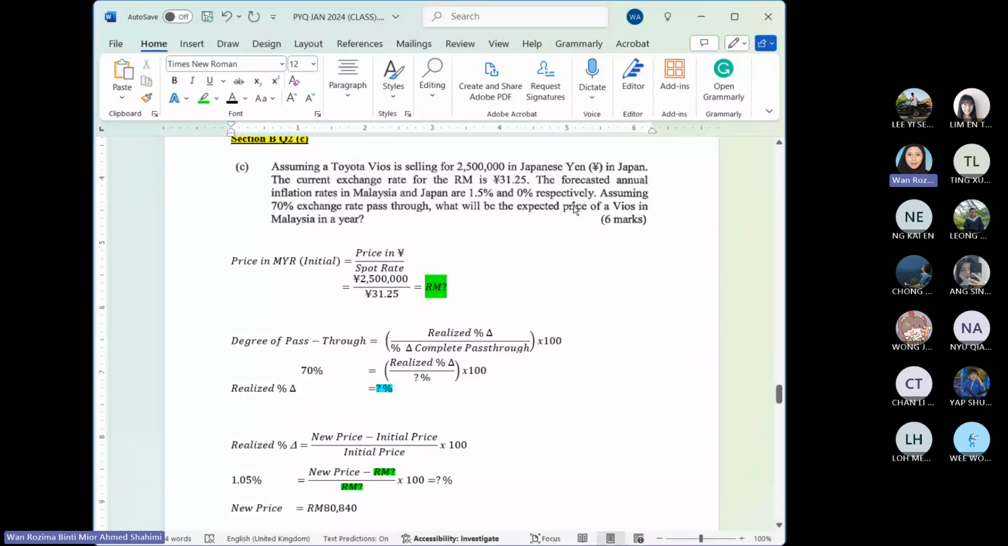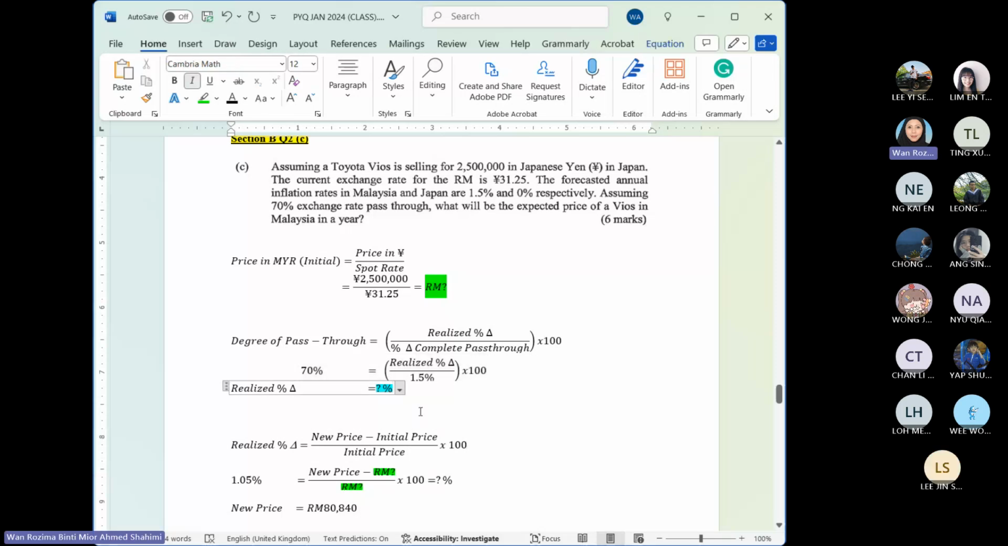So in fact, the price in Japan is still the same, while in Malaysia it changes by 1.5% by right. Since Japan is at 0%, it's easy for us, so they just put 1.5%. Then you leave the realized percentage change as the one to be solved for. 70% times 1.5%, then you will get 1.05%.